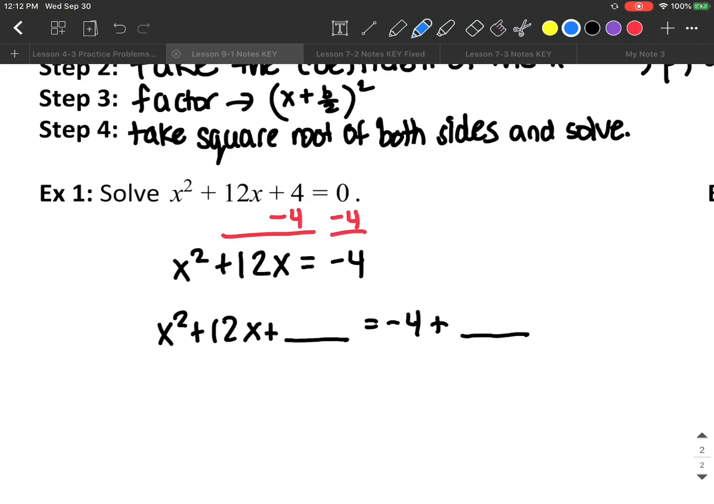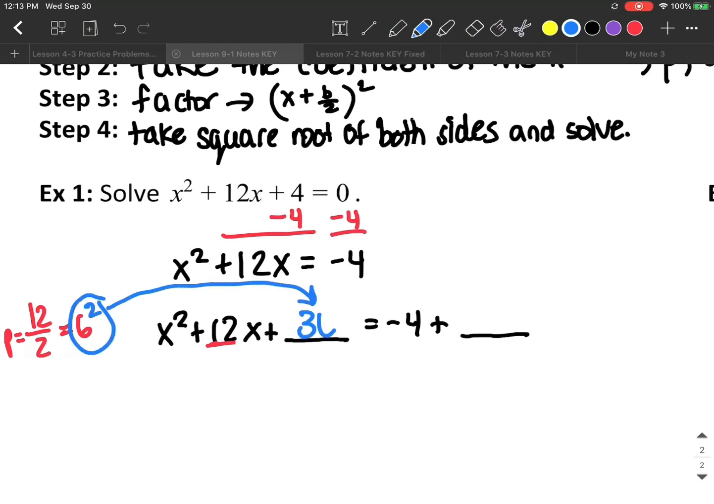So I need to find what goes here. To find what number goes there, I'm going to take the number in front of the x. So I have 12, and I'm going to divide by 2. That gives me what p is equal to, and that's 6. Then I'm going to take 6 and square it, and that's what goes here.